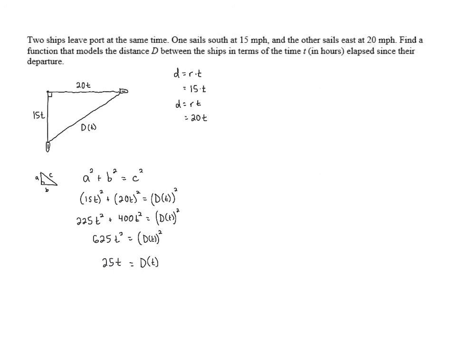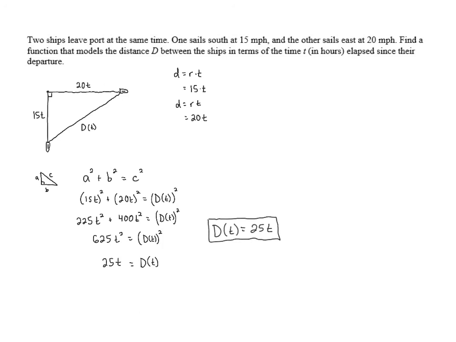And so this is a function that models the distance, d, between the two ships as a function of time. Just going to write it again over here. d of t is equal to 25t.